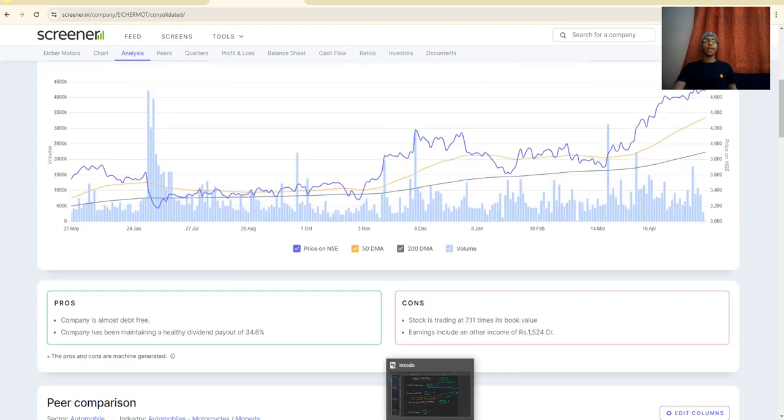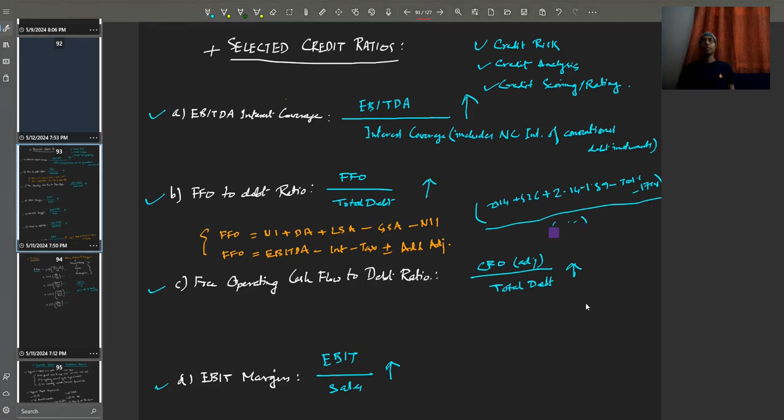Now we have to divide. So debt preceding year was 288 crore. So this entire value once we calculate comes to 2962.9. This divided by 288 comes to 10.29. So this is the fund from operations to debt ratio. Free operating cash flow to debt ratio.